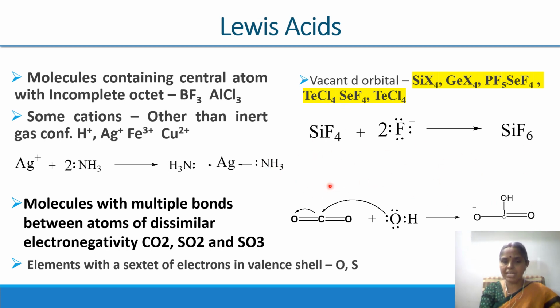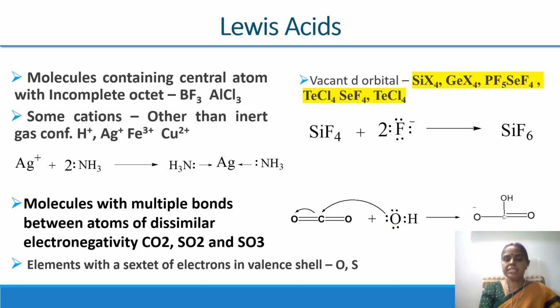For example, Bronsted-Lowry theory or the Arrhenius theory cannot explain the reaction between SiF4 and F minus to form silicon hexafluoride. The same can be explained by the Lewis acid base theory because fluoride is the Lewis base and silicon, which has a vacant d orbital, is the Lewis acid. So, electron pair donation occurs from fluoride to the silicon so as to form SiF6. You can see here carbon dioxide reacting with OH minus to form carbonic acid, which is also due to the donation of the lone pair of electrons present on oxygen of the OH minus into the vacant orbital on the carbon atom.